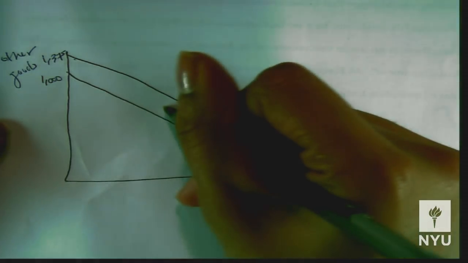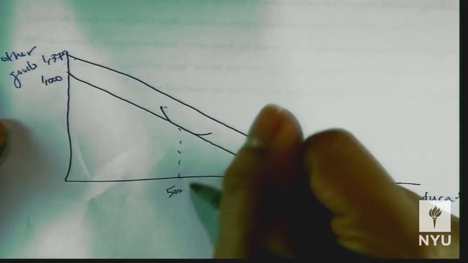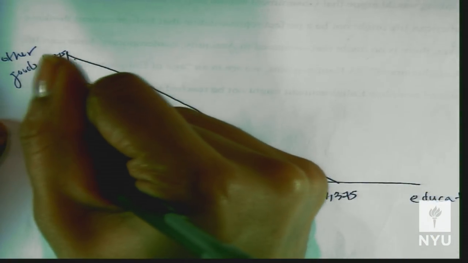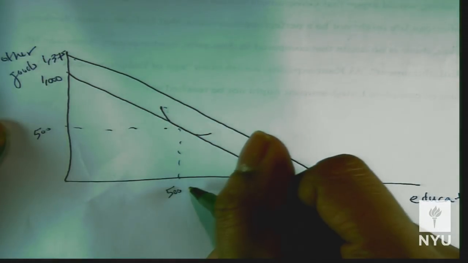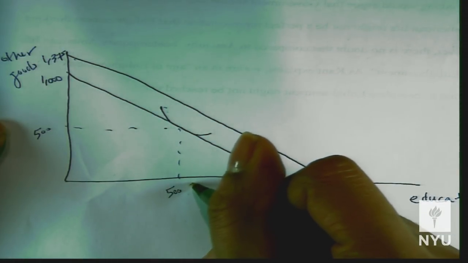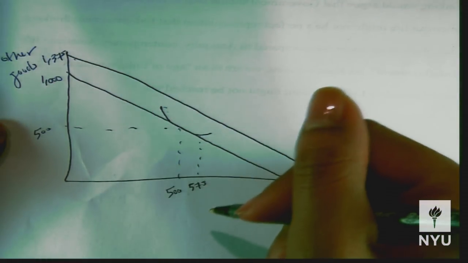Initially, they were spending $500,000 on education and $500,000 on other goods, right? Suppose I told you that under this unconditional grant, they will increase their spending by $75,000. Where would the new equilibrium be? Over here it would be at 575, right? My indifference curves are going to clearly intersect, right?